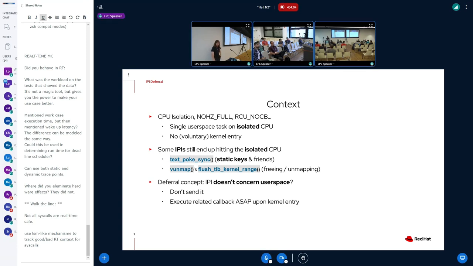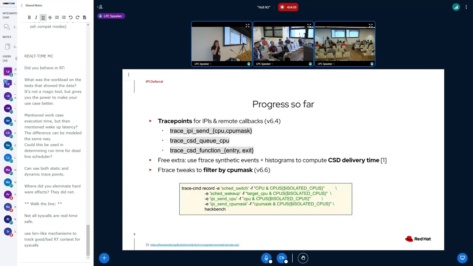Now, it's not a new topic. I've talked about this at OSPM, at LPC, and so there's been a few little bits of work that have been accomplished on the way there. But first of all, just to figure out what IPIs we are getting and where they come from, because until relatively recently, we didn't have anything. We had some IPI tracepoint, but it was specific to ARM64 and ARM, and it just told you, hey, you've got an IPI. It didn't tell you what it really was or where it came from. So we have tracepoints for that now.